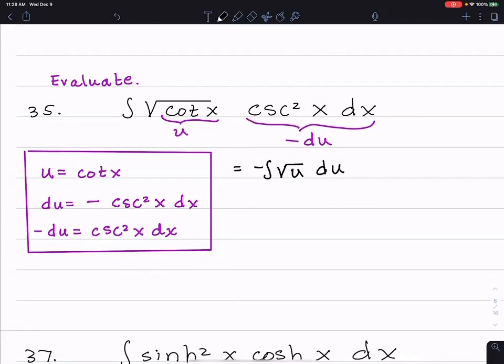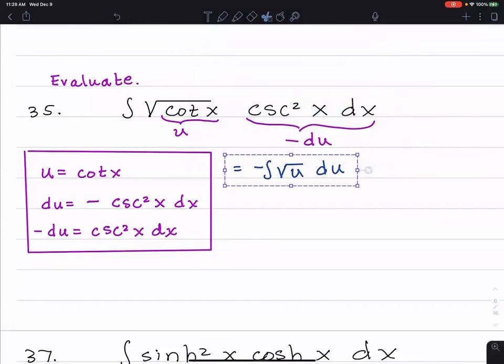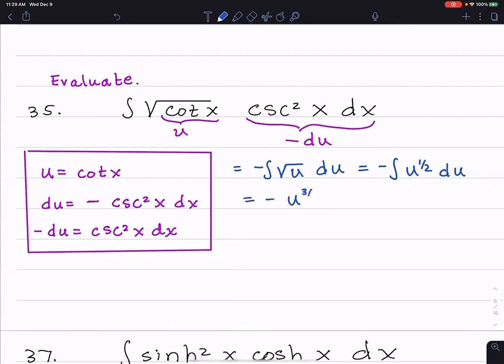So the negative I bring outside. If I am integrating, I need to change the square root of u to u to the 1/2. Then I use the power rule. So I have 1/2 plus 1 is 3/2. I divide by 3/2. I add c. So I get negative 2/3 u to the 3/2 plus c.